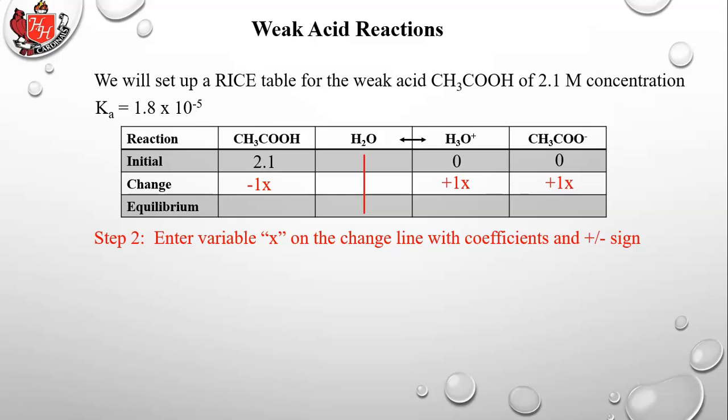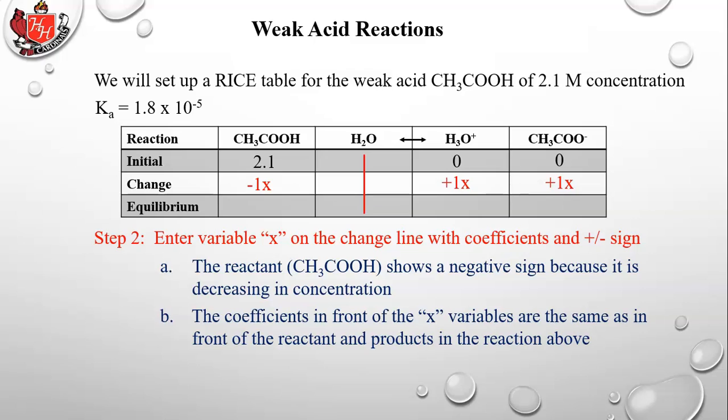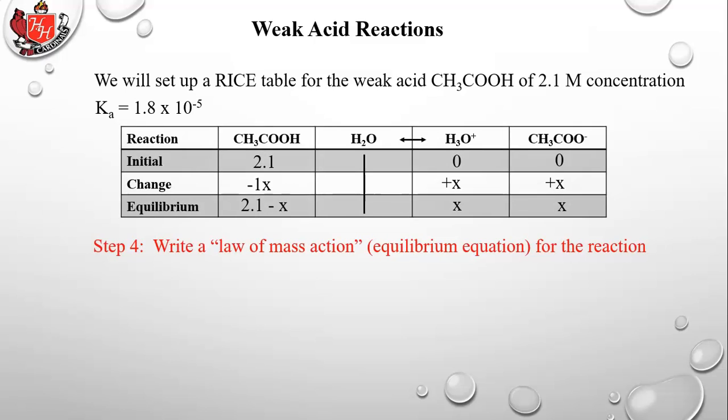Okay, now you simply do an addition or subtraction problem. Coefficients in front of x variables are the same as in front of the reactants and products in the reaction above. Now 2.1 minus 1x is that, and then 0 plus x is x, 0 plus x is x. Okay, now we write the law of mass action, sometimes just called the equilibrium equation for the reaction, and there it is.